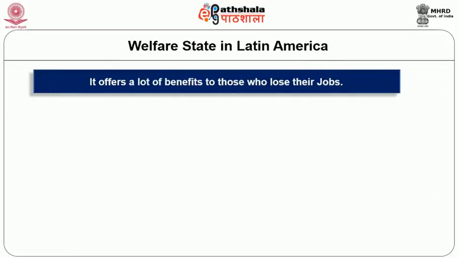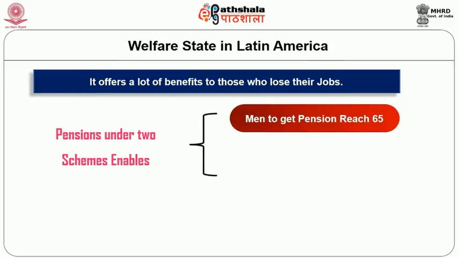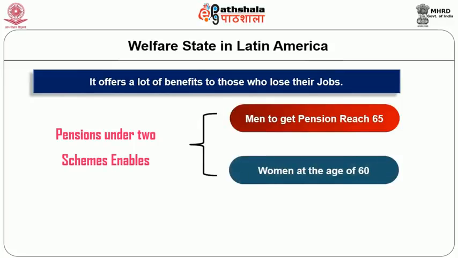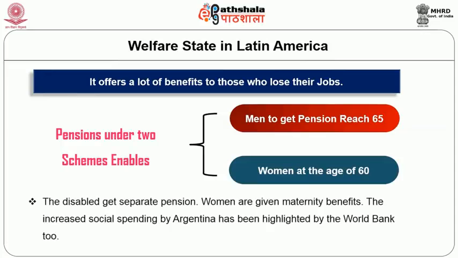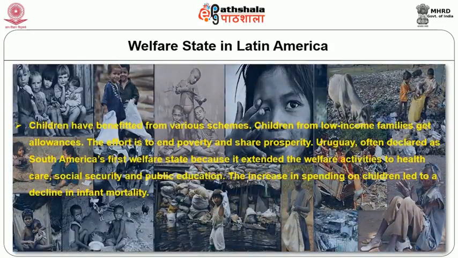It offers a lot of benefits to those who lose their jobs. Pensions under two schemes enable men to get pension as they reach 65 and women at the age of 60. The disabled get separate pension. Women are given maternity benefits. The increased social spending by Argentina has been highlighted by the World Bank too. Children have benefited from various schemes. Children from low-income families get allowances. The effort is to end poverty and share prosperity.